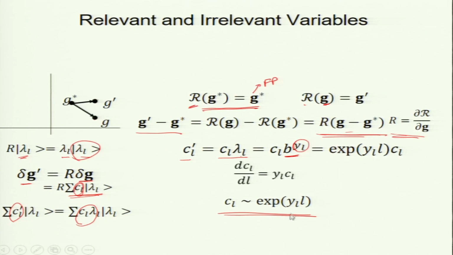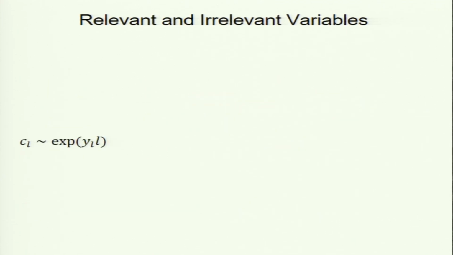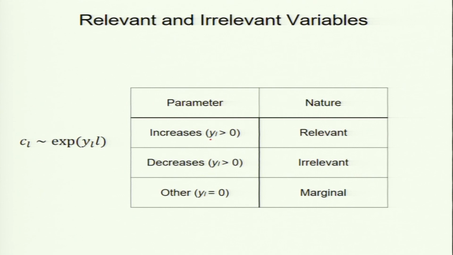Now, we will make a table. If I write in terms of the l variable, I get y_L as the eigenvalues, and if y_L is greater than 0, then it is relevant. That means that parameter is growing under RG. If lambda_L is less than 0, it is irrelevant. If it is equal to 0, then it is marginal. Sometimes it can depend, sometimes not; it depends on the higher order corrections.